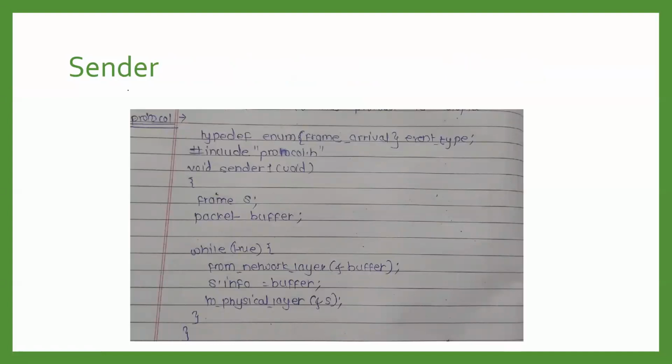Look at this algorithm. It has the type definition frame arrival event type, include protocol.h, the sender procedure as a void function, and some variables declared. This is the nominal coding part. A few variables are declared here and used in this loop. We will discuss the main working of this protocol. The sender just waits for data to come from the network layer's buffer, and we are saying that it can always pump out data from the network layer. So from the network layer, it will accept the data.